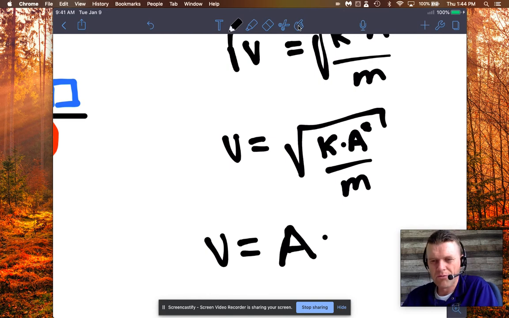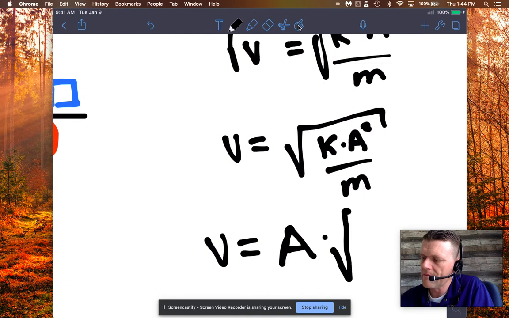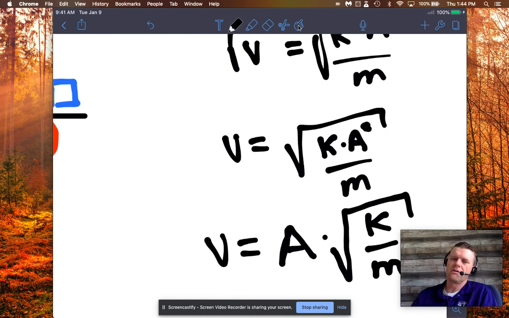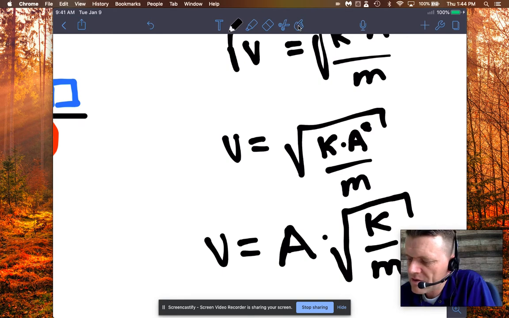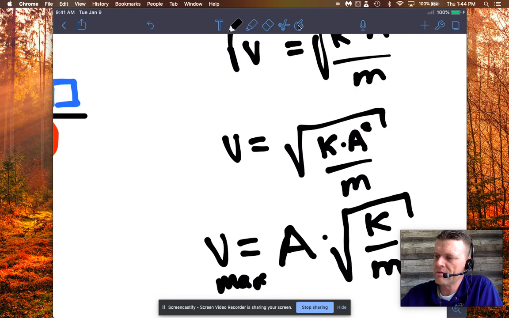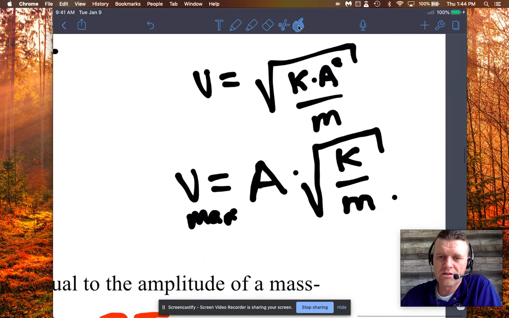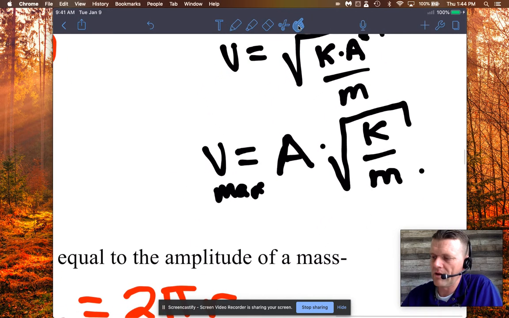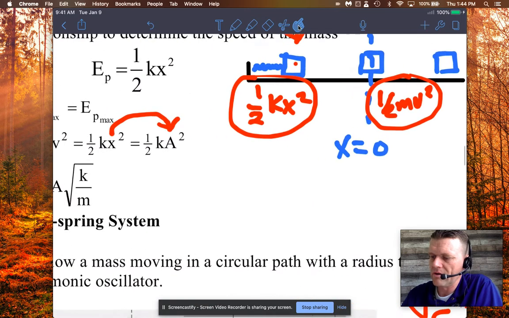Because if I square root the a squared, it's just a, but I can't simplify the k and the m variables because they were square rooted. So there it is right there. So the acceleration, or sorry, be careful. Big A is amplitude. So the Vmax, the maximum velocity, is going to equal the amplitude times the square root of the spring constant divided by the mass. Okay. And yeah, it's written a little neater right there.